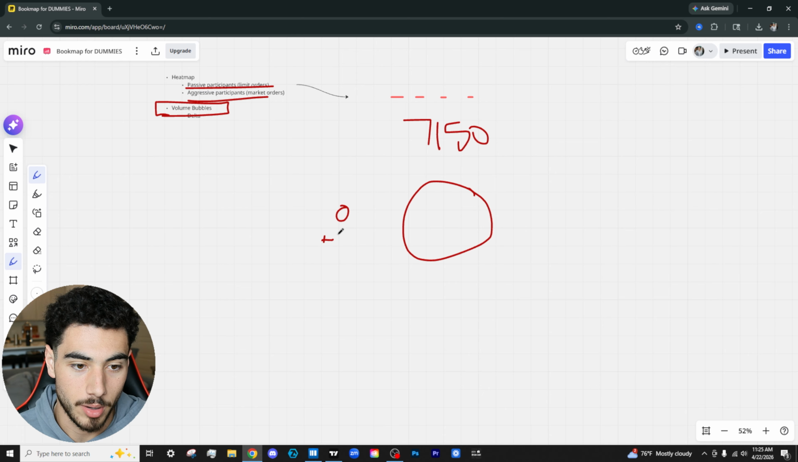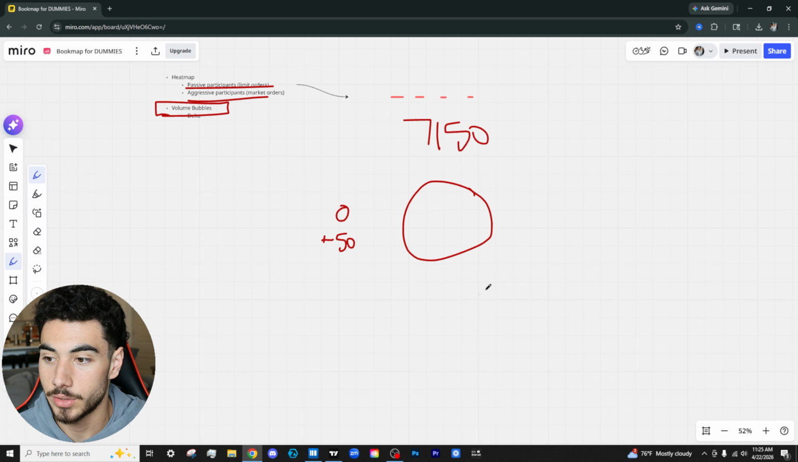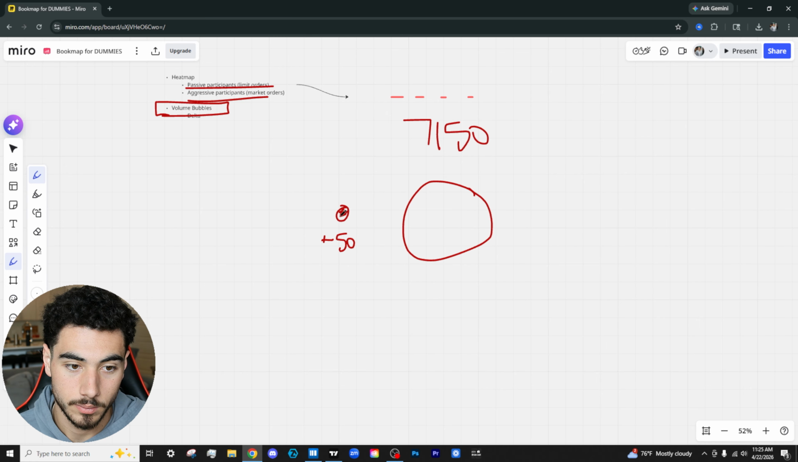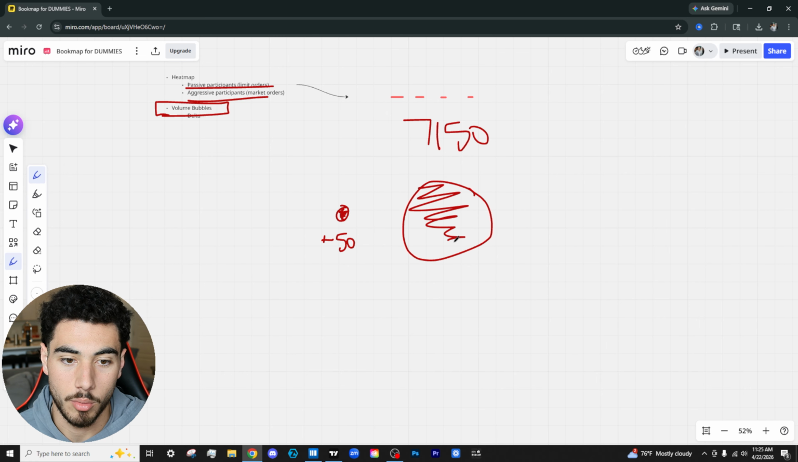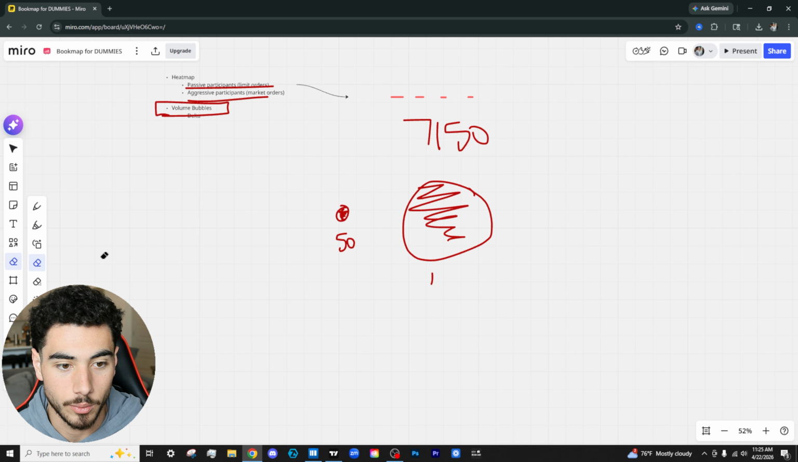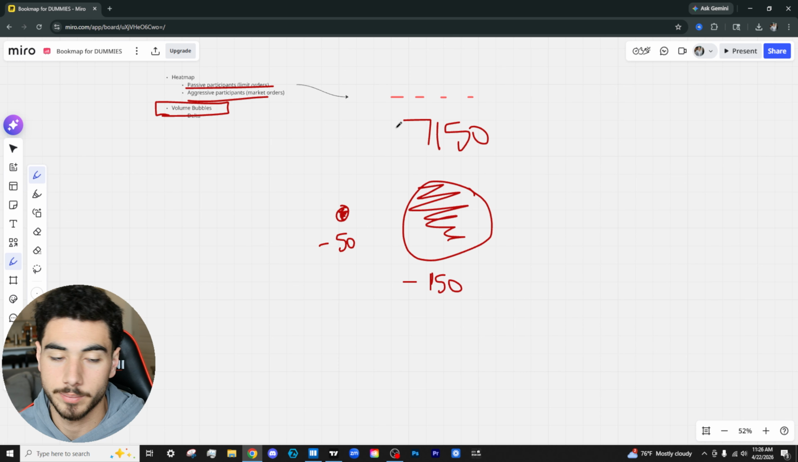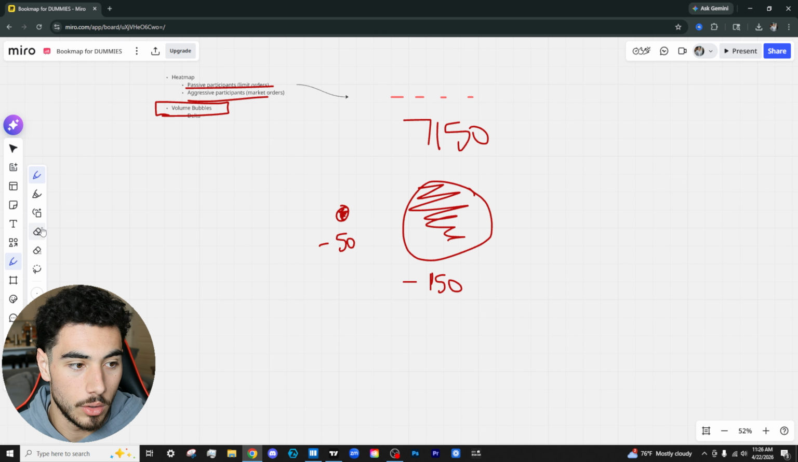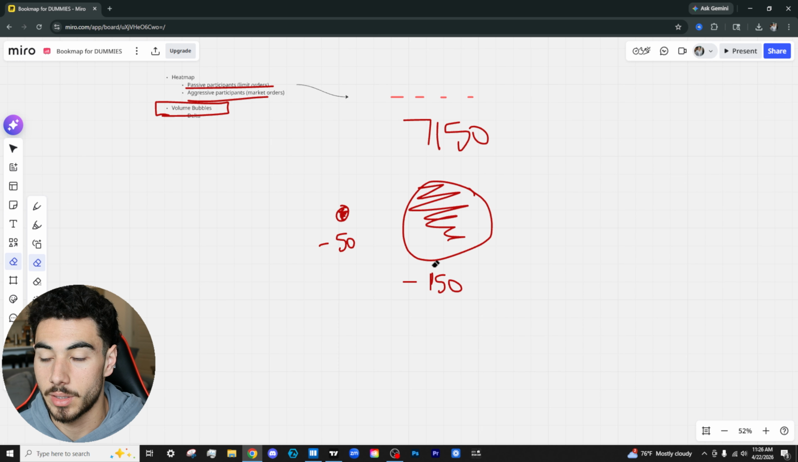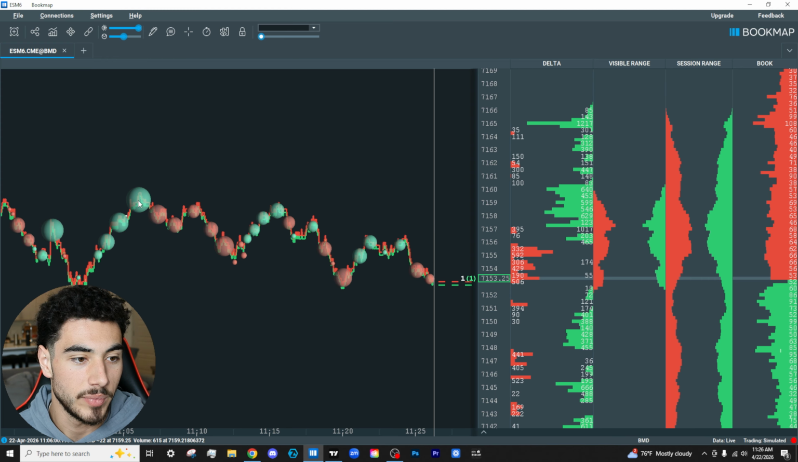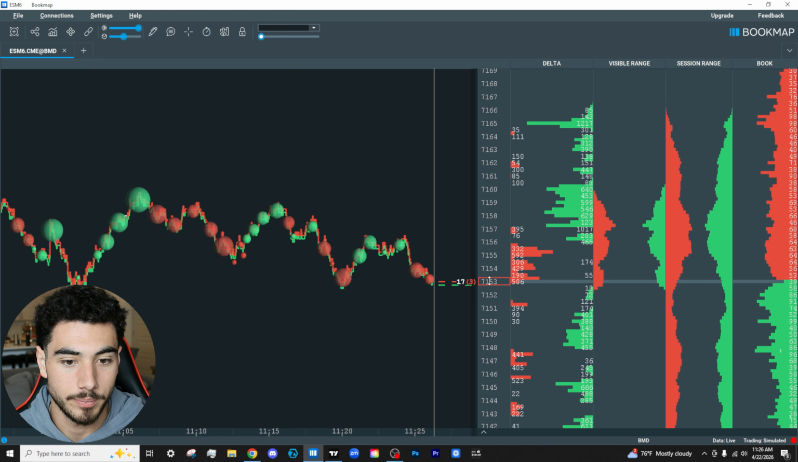This red bubble is going to have a positive 50 delta, and this red bubble is going to have not positive, it's red, so we're going to do negative 50, and then negative 150. Okay, 3 times bigger, basically. So you see here how the bigger the delta, the bigger the bubble, and that's it. So this one right here had a really big delta.